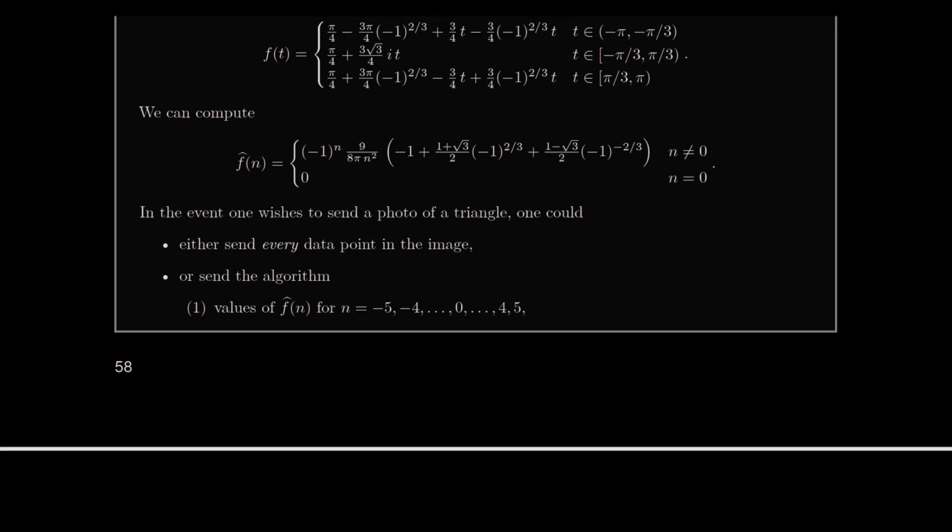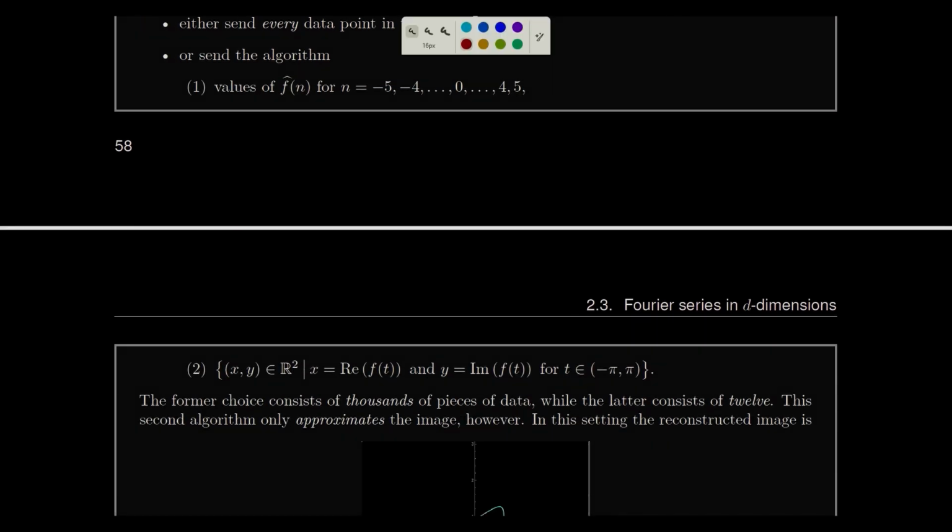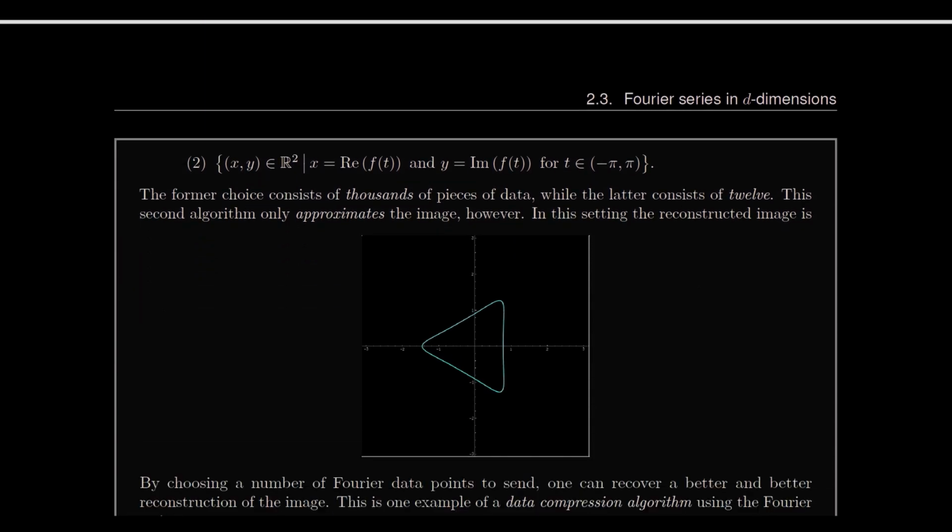But what I could do instead is just send these values of f hat. And let's say maybe I'm just going to send 11 of these values from 5 to negative 5, including 0. That's a total of 11 values of f hat, as well as the 12th value of saying, actually, we're going to reconstruct this. We're going to represent this image as a Fourier reconstruction of f hat. And so I'm going to send all those to my friend, and he's going to be able to figure out that he can reconstruct it and then plot it, and he's going to get the following image.